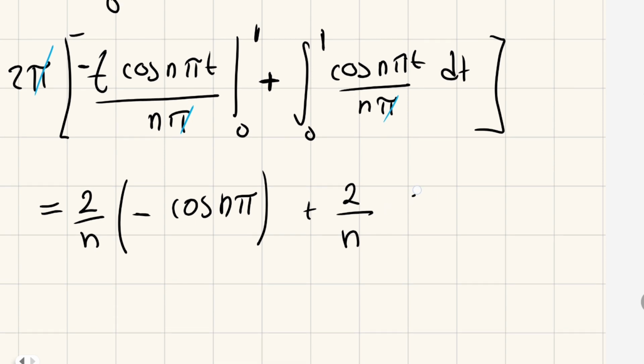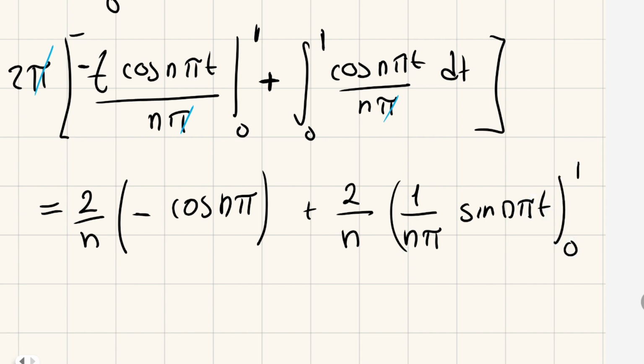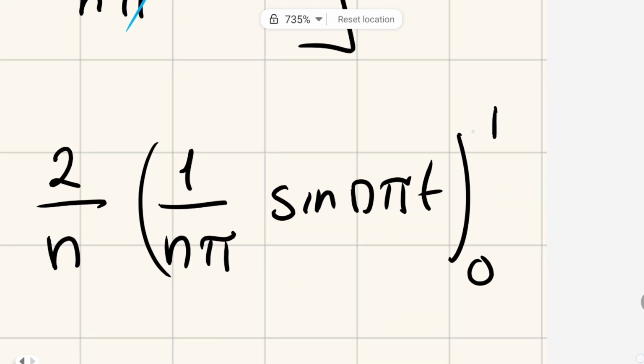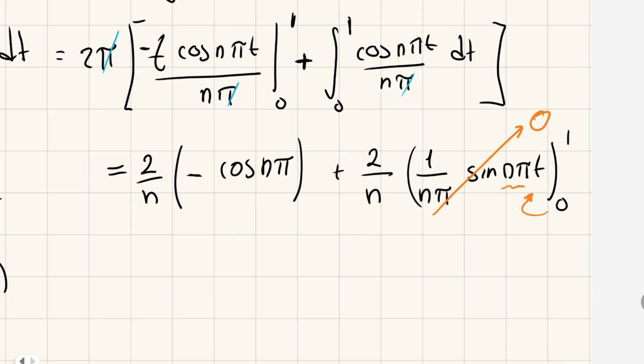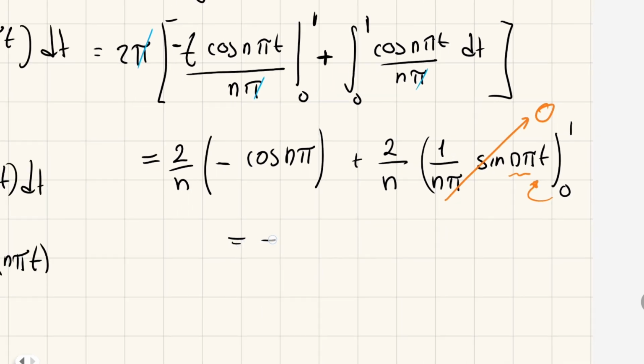So that is going to be, well, 1 over n pi, the sine of n pi t from 0 to 1. Okay, but it is easy to notice that, well, if t is equal to 1, we have a multiple of pi. So remember that the sine of a multiple of pi is always equal to 0. And of course, the sine of 0 is equal to 0. So this means that all this is going to be equal to 0. Perfect. So we have that the final result of this integral is minus 2 divided by n cosine of n pi. Okay, and remember that n goes from 1 to infinity in the natural numbers.